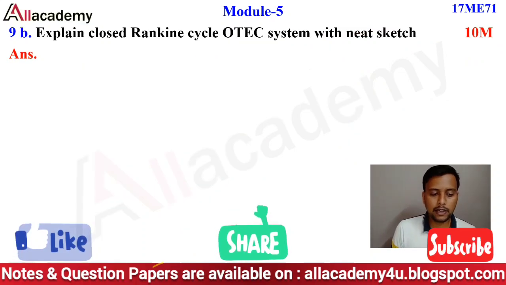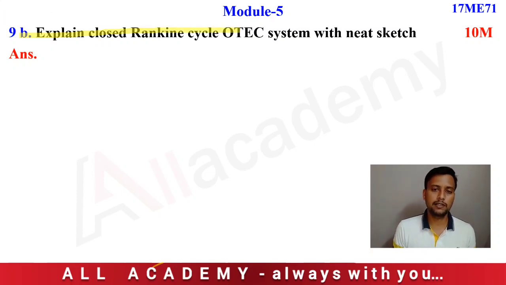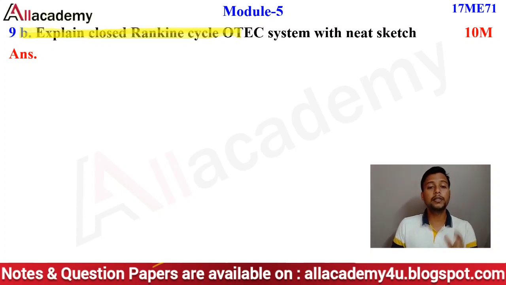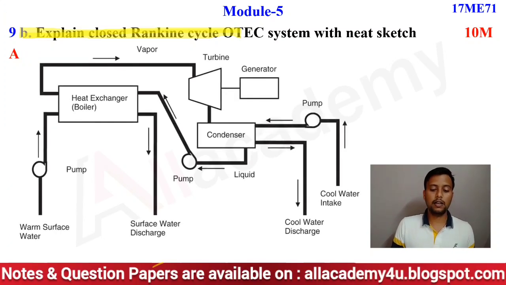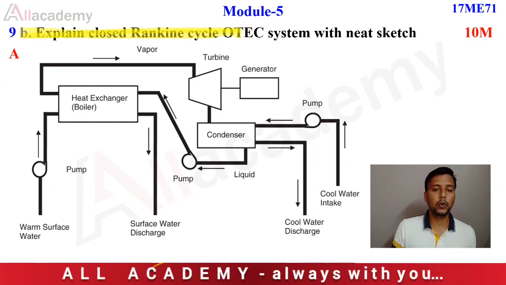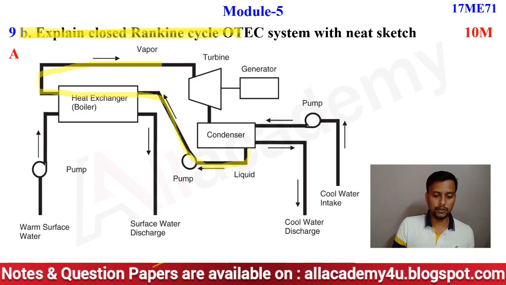In module 5, the 9th B question is, explain the closed Rankine cycle for ocean thermal energy conversion system, OTEC system. Closed Rankine cycle. Many students have drawn the open cycle. So this is the actual figure for the closed Rankine cycle. Here closed means the fuel has to be recirculated continuously. Here I am showing whatever I am highlighting. This is a fuel.